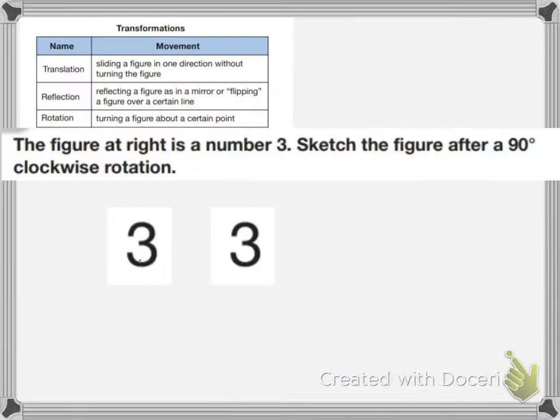Okay. So the types of transformations we have are translation, which is sliding it. Reflection is mirroring or flipping it. And rotation is turning it.